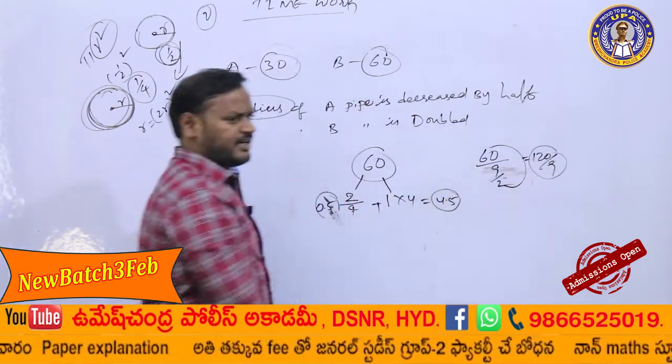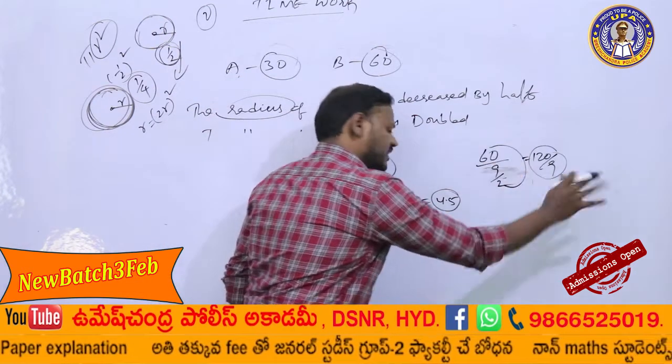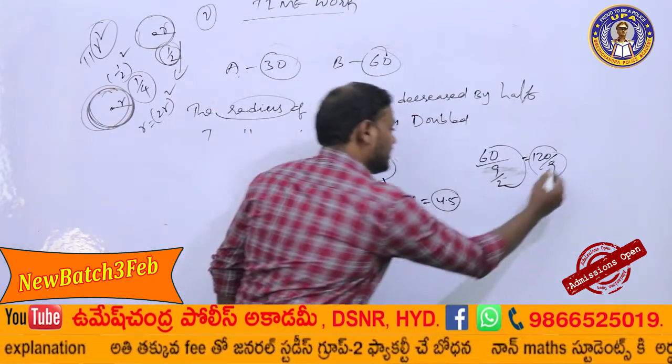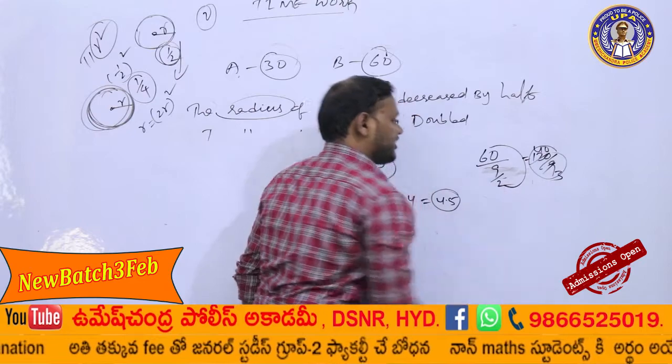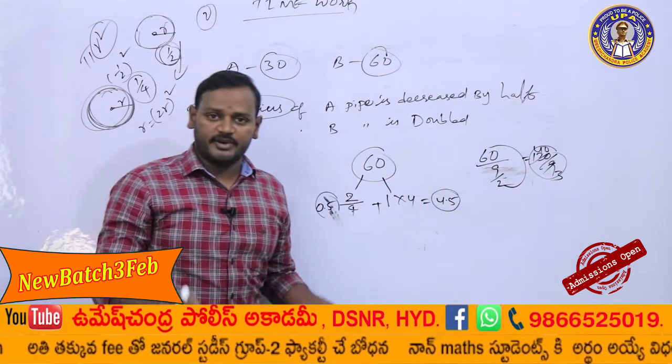You can take the 3 table also if you want, or else just leave it. The procedure is very important. So 3 3s are 9, 3 4s are 12. The answer is 40 by 3 minutes. So 40 by 3 minutes.